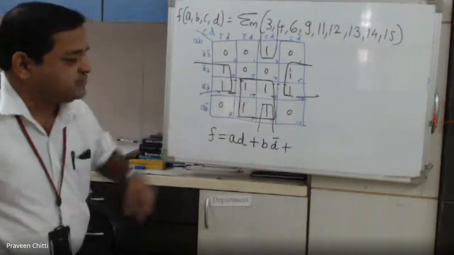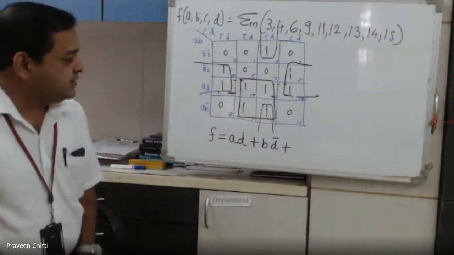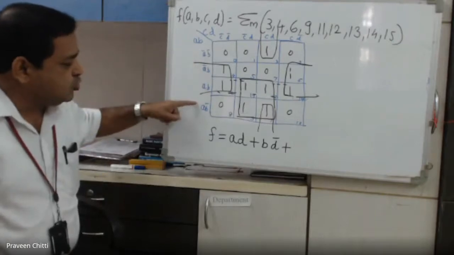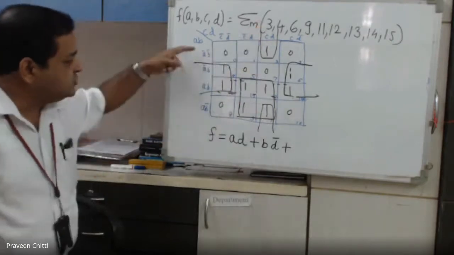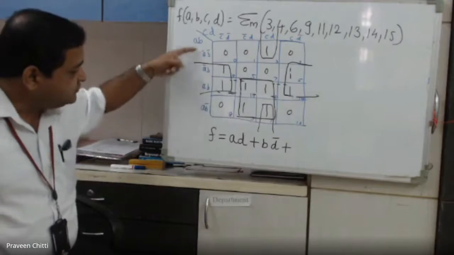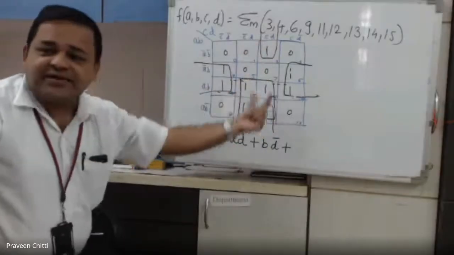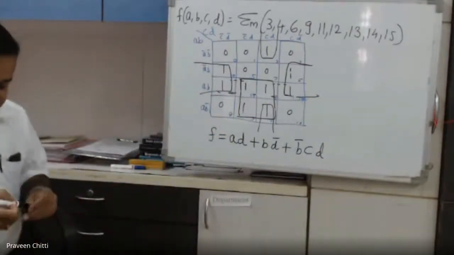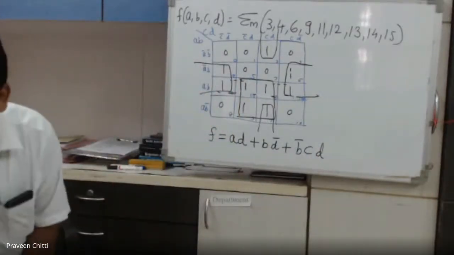Now the last one. What is there? A pair. That pair is covering what? This and this. A row and a single column. So between these two, what is common? B bar. And here what should we take? The entire CD column. CD. So what is it? B bar, C, D. That is the answer for this particular example.